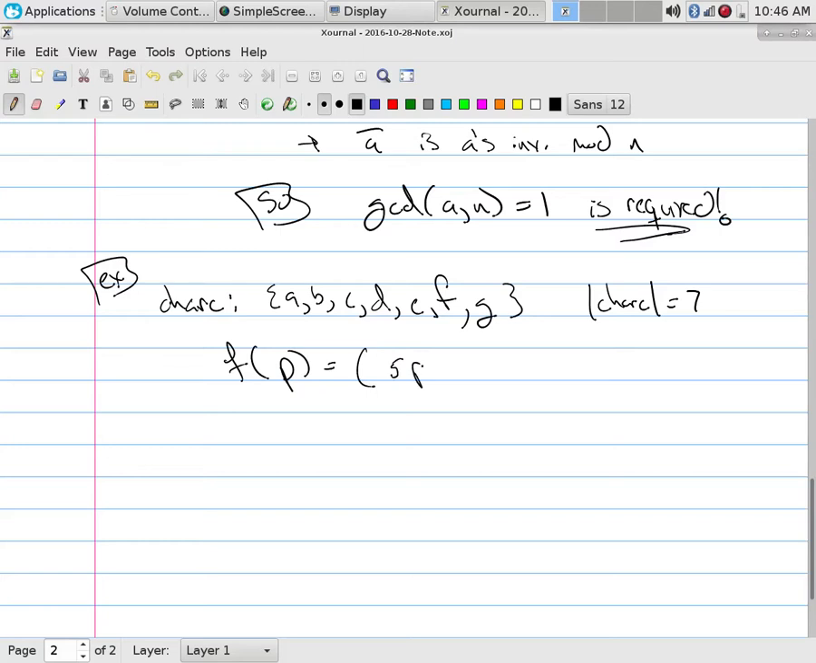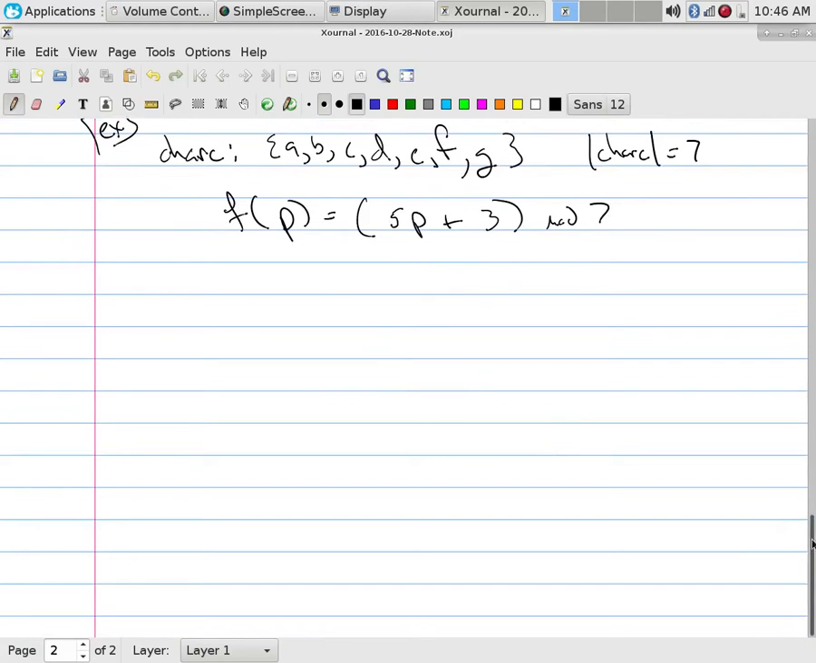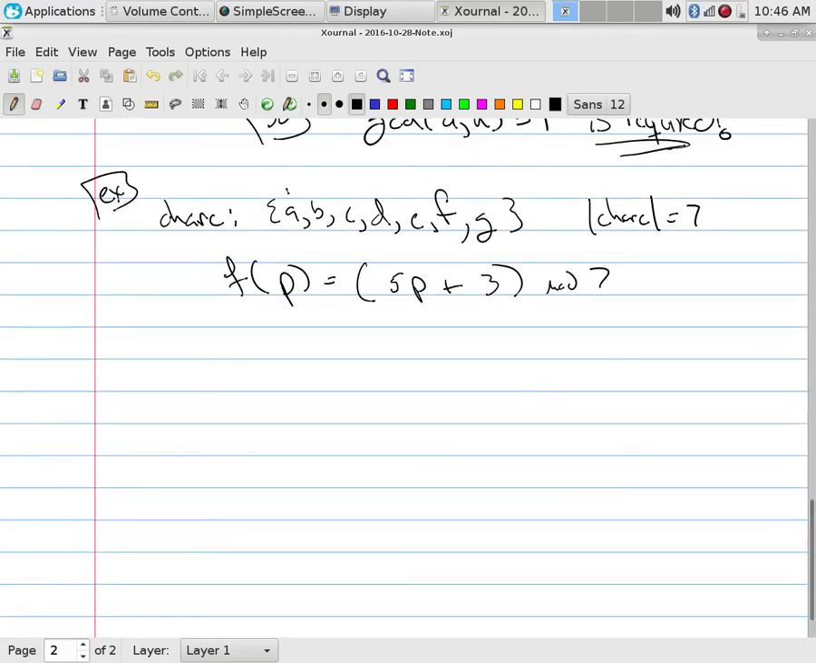So I'm going to take 5 times the plain text, add 3, and then take mod 7. Each of these has to be a number, so let's just start counting at 0. That's 0, 1, I'm going to call that 2, 3, 4, 5, 6. We'll act like we're C programmers rather than Fortran programmers. In Fortran, everybody counts at 1. In C, everybody counts at 0, which gives you all sorts of headache.